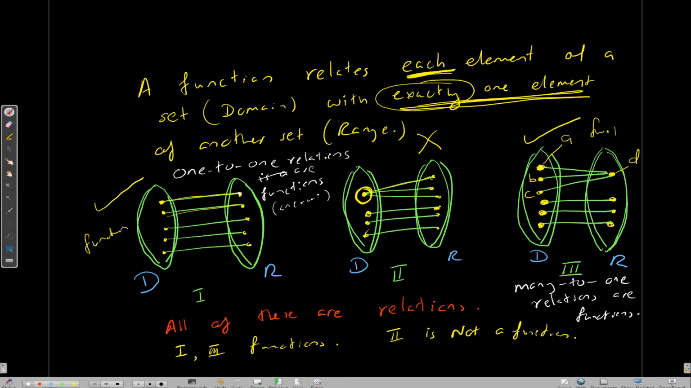And the middle one, let me write it over here. Middle, one to many. Yes, that is a relation, but one-to-many relations are not functions. Okay, that is the first and one of the most important things that you need to remember about functions. Now we can get a little technical.